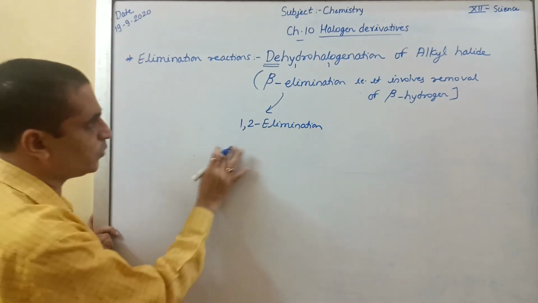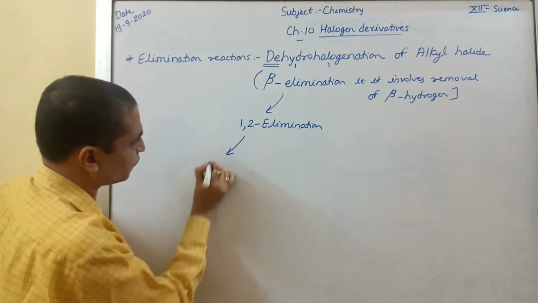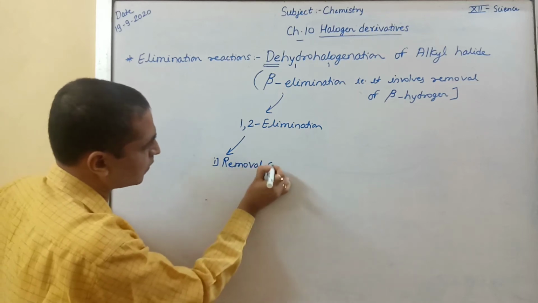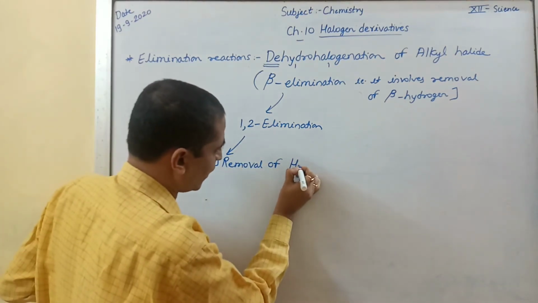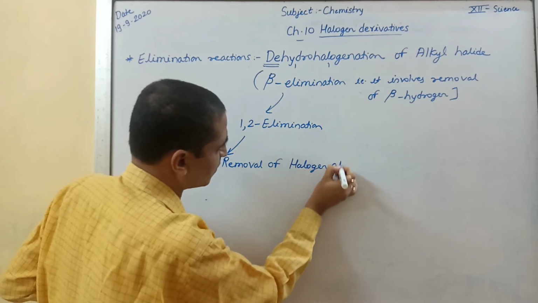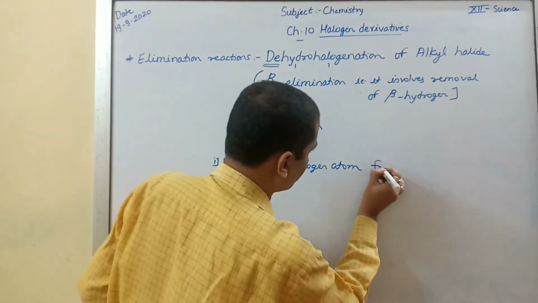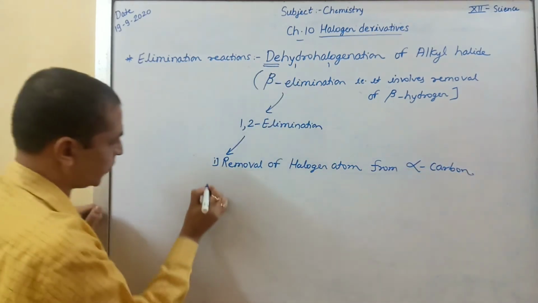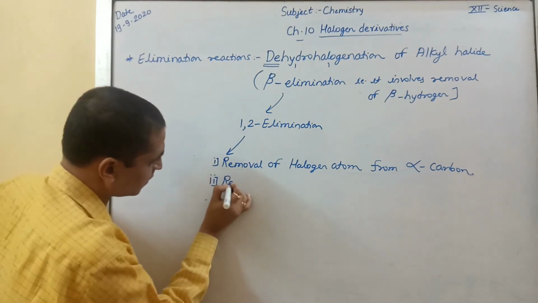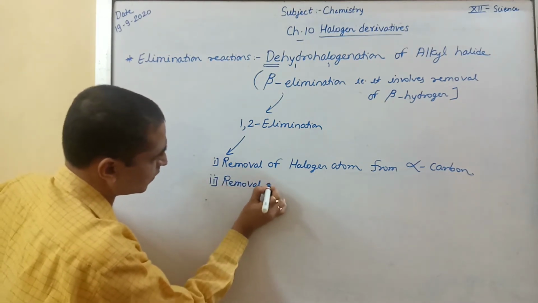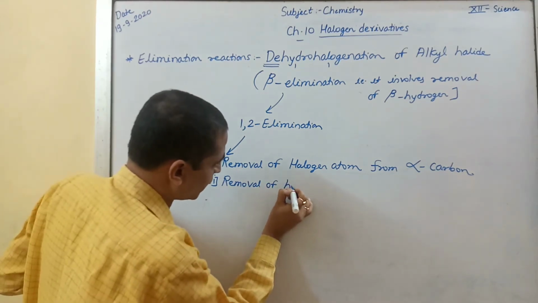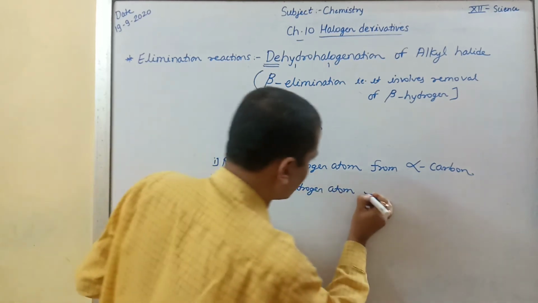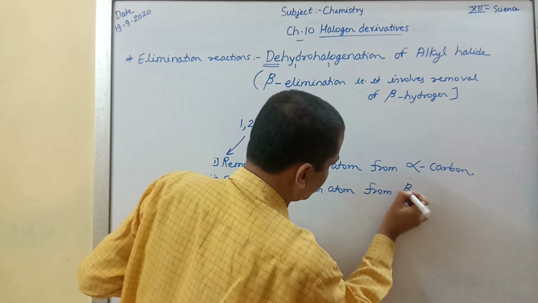Why is it called 1,2 elimination? First thing is what? It involves removal of the halogen atom from the alpha carbon, as well as it involves removal of a hydrogen atom from the beta carbon.